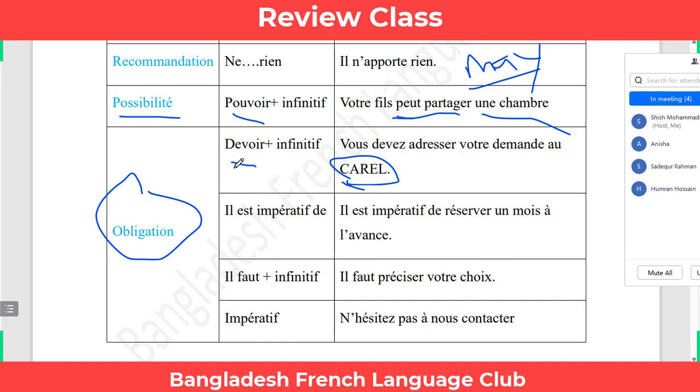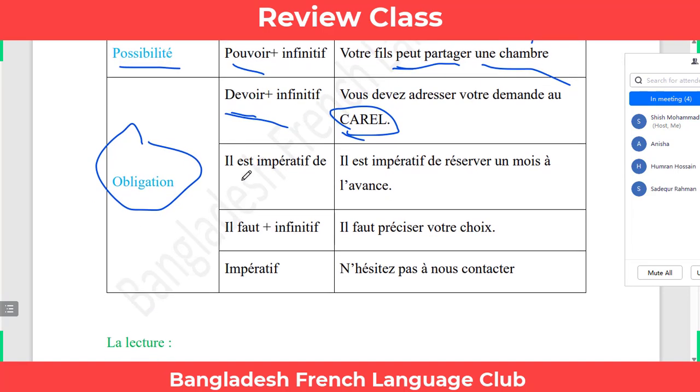Okay, so devoir. And il est impératif de means it is mandatory to. Because this is an obligation, right? So il est impératif de réserver un mois à l'avance. It is mandatory to.